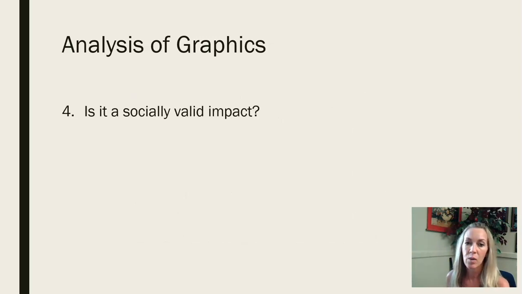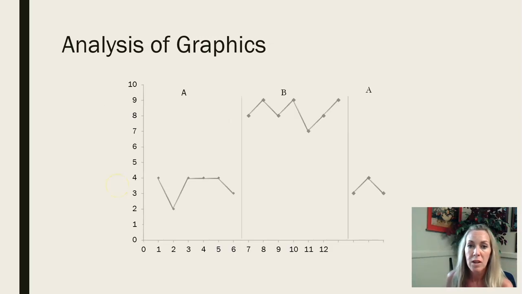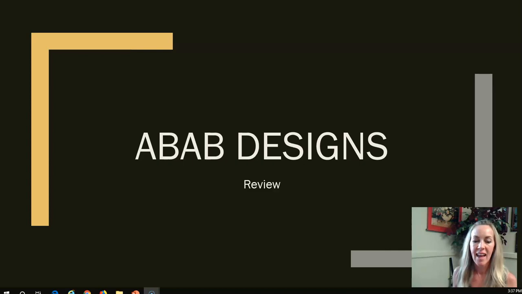And of course, we want to know if it's a socially valid impact. But at the end of the day, we want to make sure that the effects are good enough for the student to be able to participate in the community, improve quality of life, and move on to the next skill necessary. And moving on to the next part of our review, the ABAB withdrawal design.